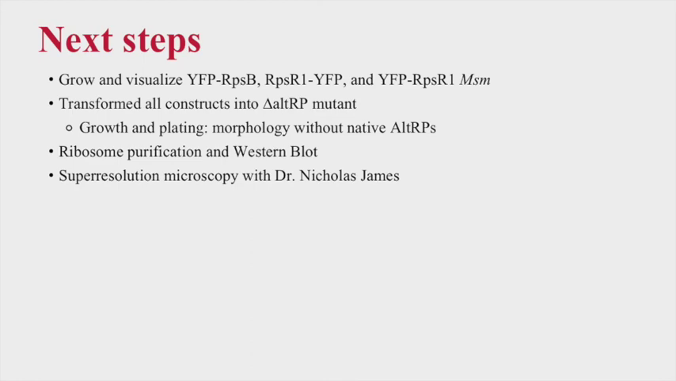We will be growing and visualizing N-terminus tagged S2 and the N and C-terminus tagged prime-RP S18-1s. We have also transformed all constructs into delta AltRP mutants that lack the AltRP operon in order to compare cellular morphology, colony morphology, and ribosome localization using cells that lack the native AltRPs. We plan on purifying ribosomes from all strains and performing Western blots using anti-turbo YFP antibodies to observe whether or not incorporation into the ribosome occurred. Lastly, we will perform super-resolution microscopy with Dr. Nicholas James to observe ribosome localization in greater detail.